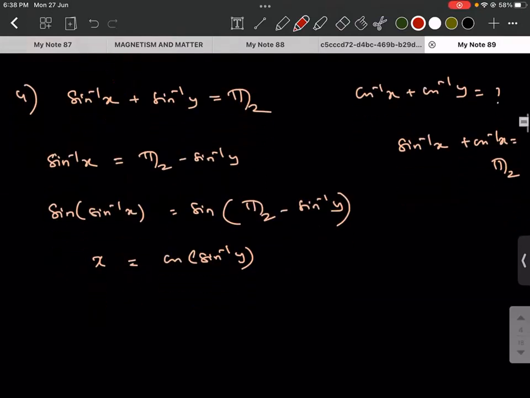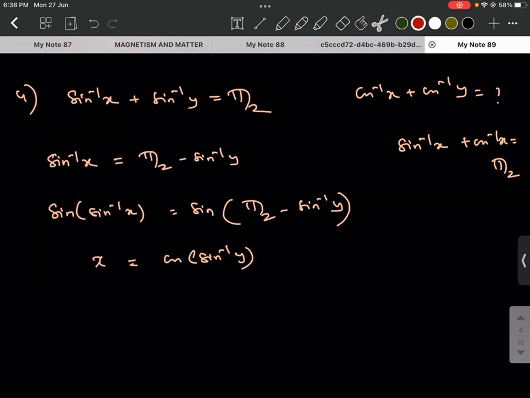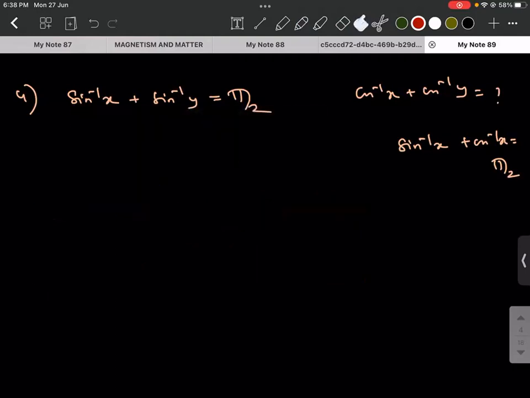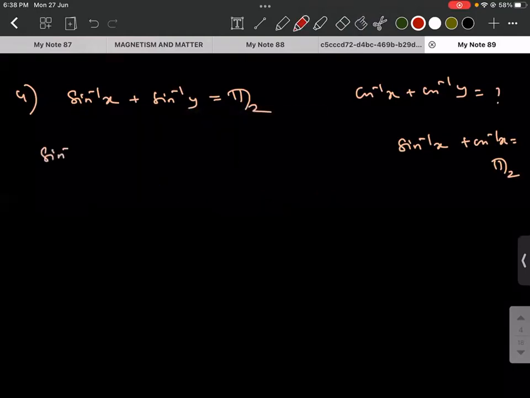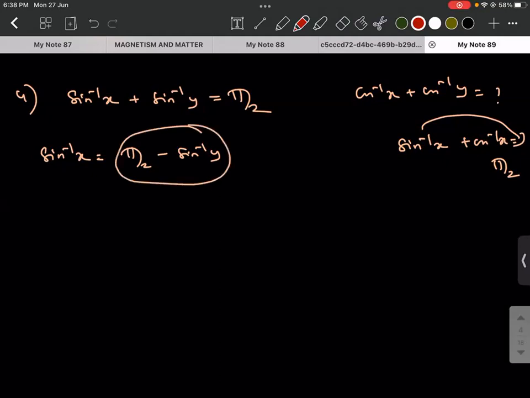So if that is the property, listen. Then I can write sin inverse x is equal to pi by 2 minus sin inverse y. If this goes to the other side, then pi by 2 minus sin inverse x is cos inverse x, and pi by 2 minus sin inverse y is cos inverse y. So sin inverse x will be equal to cos inverse of y.